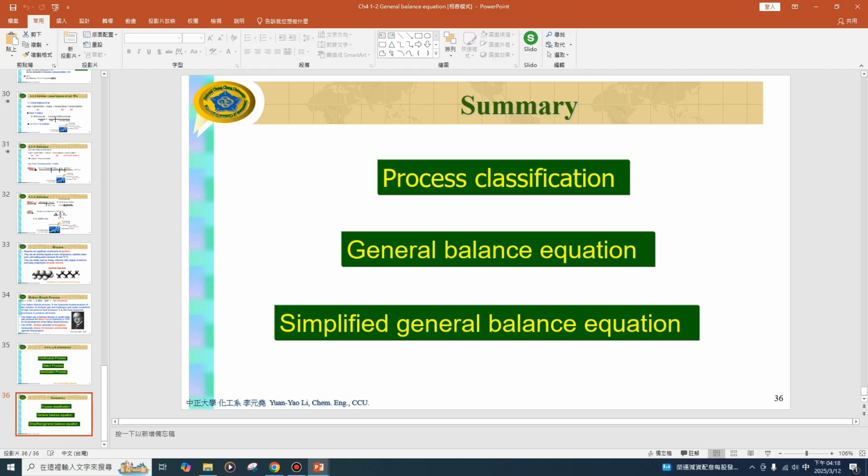Okay. If the process does not involve any chemical reaction, you can remove the terms of the consumption and generation, right? So the general balance equation will become input minus output equal to accumulation, because you remove the terms of the consumption and generation. Okay, this is condition 1. How about condition 2? Which term can you remove under some conditions?